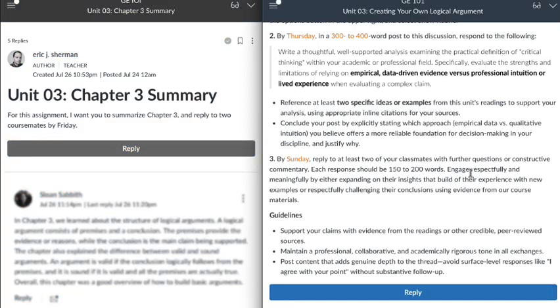Give the reply a specific job. Ask students to build on a classmate's idea, offer a counterexample from their own experience, or ask a probing question. Clear guidelines for peer replies turn a checkbox requirement into real dialogue.